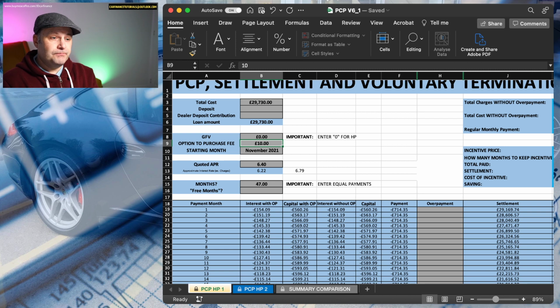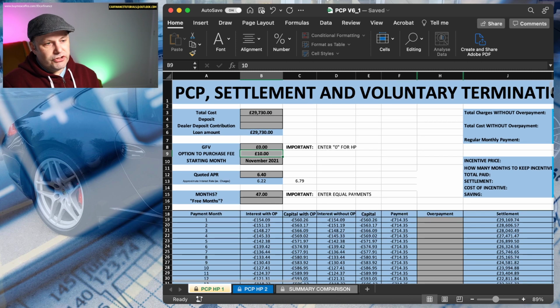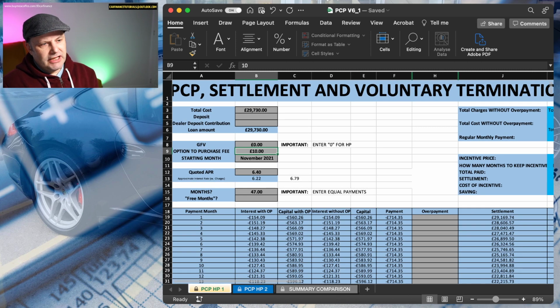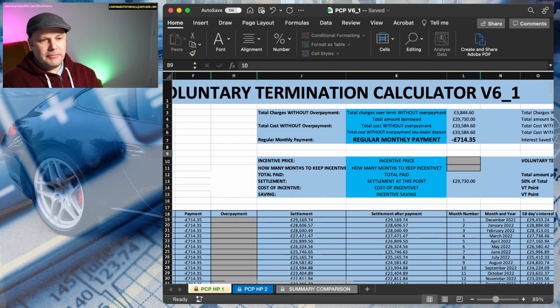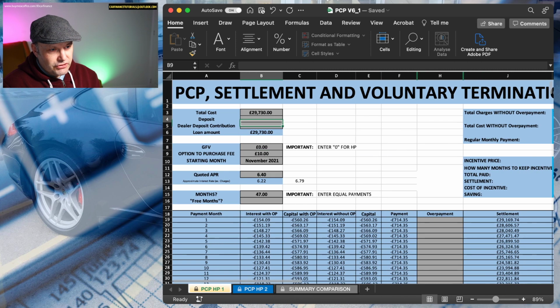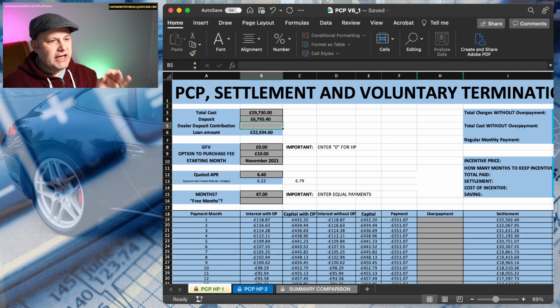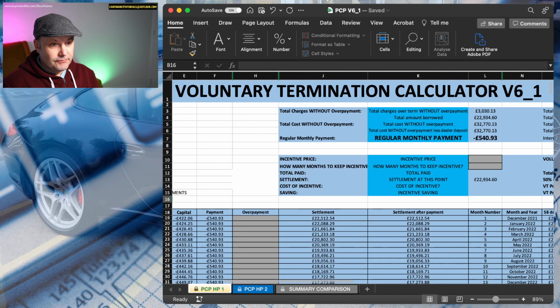or a personal loan. See, what we could do, look, is we could say, well, how much would it be on an HP? Well, yes, the monthly payment's massive. Let's put the deposit back in, 6,795.40. So if it was a straight 48 month, so 48 equal payments, in this case HP, it would be 540 quid versus 299. So you can see why PCPs are so much more attractive, because the monthly payment is much cheaper.